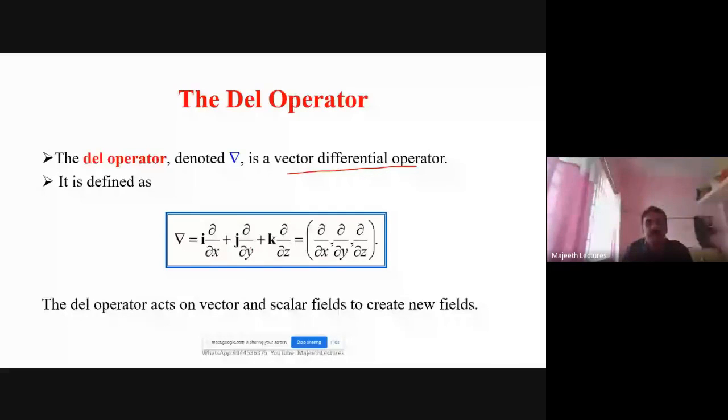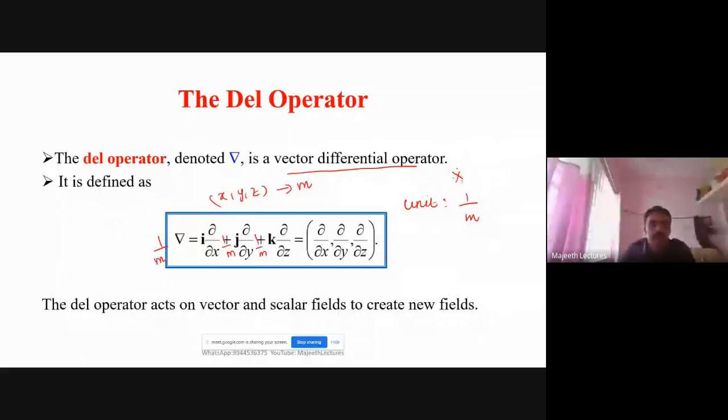Another thing we have to remember is the unit of del. Here x, y, z are coordinates. We know x, y, z are lengths, and length has the unit meter. Dou by dou x has x in the denominator, so it is 1 by meter. So the unit of del is 1 by meter, because based on this they have asked one question in the GATE exam. That's why this is very important.